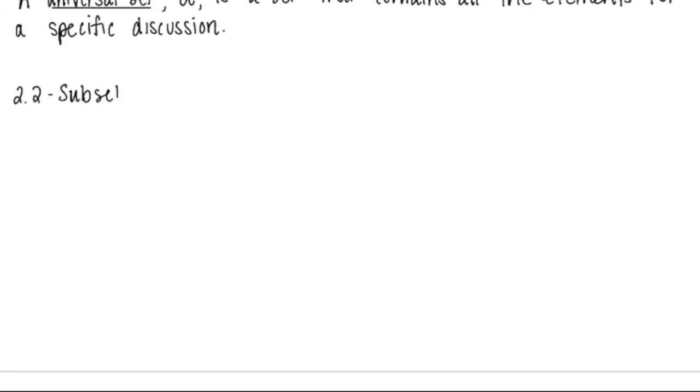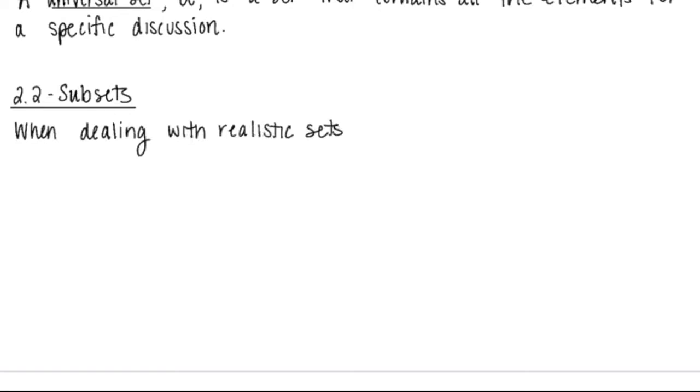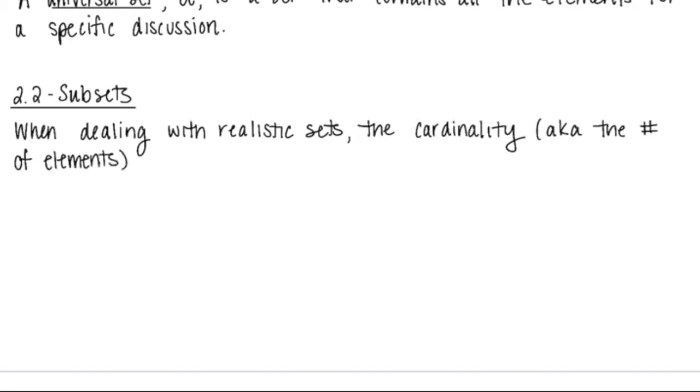But section 2.2 is about subsets. So when we're dealing with realistic sets, the cardinality, aka the number of elements, can be very large.